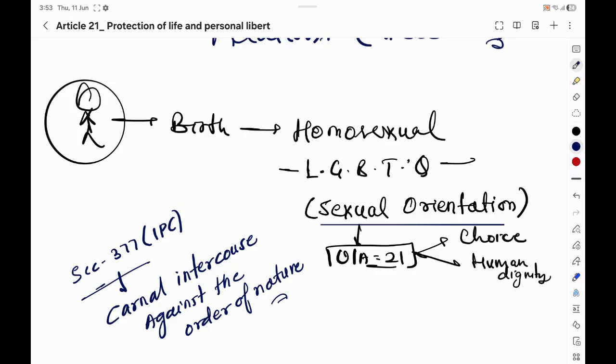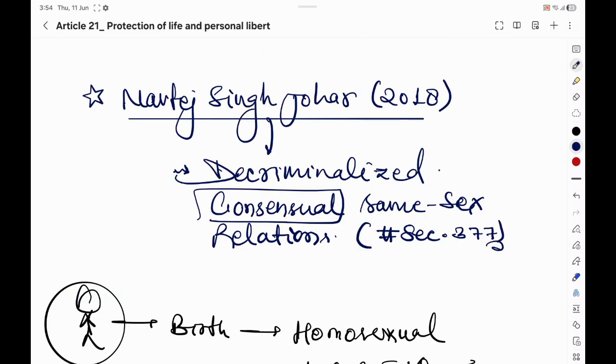And the court said that LGBTQ plus individuals are entitled to the same constitutional protection as all other citizens, like the right to equality, right to dignity, right to privacy, right to expression, right to choice, right to sexual autonomy. So here, consensual sexual relations between adults were decriminalized.